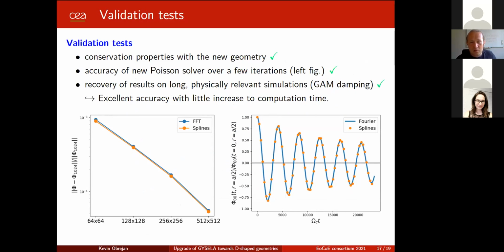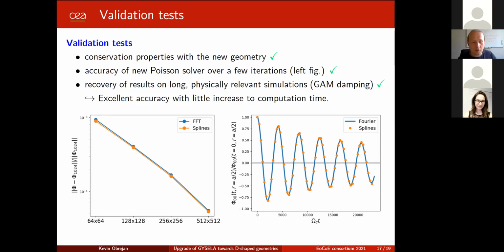So for the validation test, as I was saying, given the fact that it's still in development, I don't have so many nice plots to show to illustrate what is working. It's mostly unit tests, so tests of conservation properties with the new geometry. Noting that the circular geometry generated by the Coulomb equilibrium is not the same as the one we had before. There are also tests on the accuracy of the new Poisson solver.